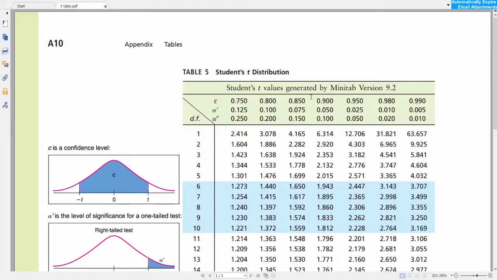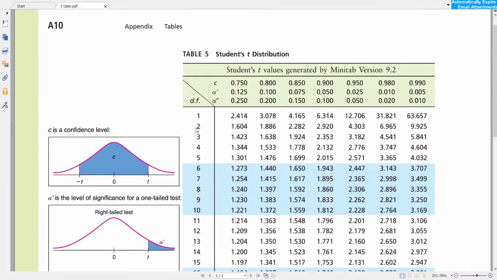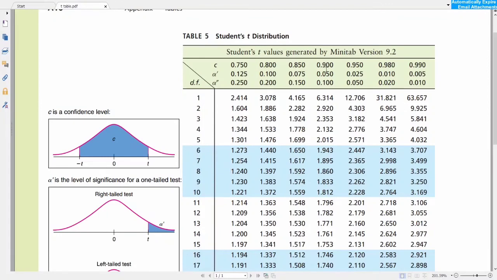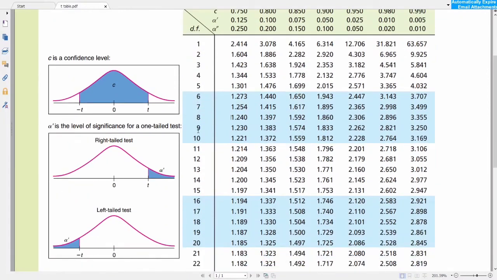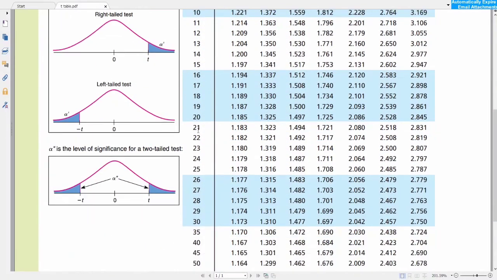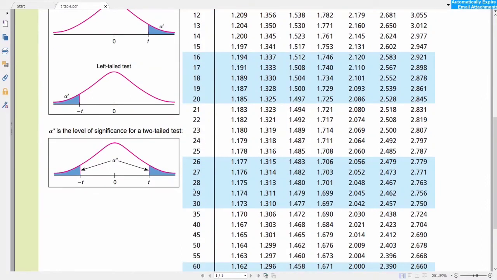Okay, so we looked up our C here, and now we're going to go under our DF, our degrees of freedom, and find the number there. So let's scroll down. This is the fourth one over, right? So I have to remember that as we scroll down. Okay, here's 29. The fourth one over is the one we want, which is 1.699.